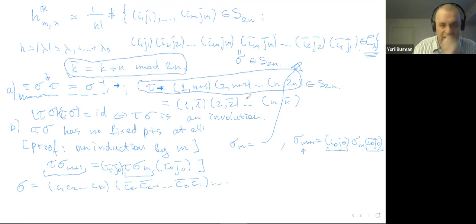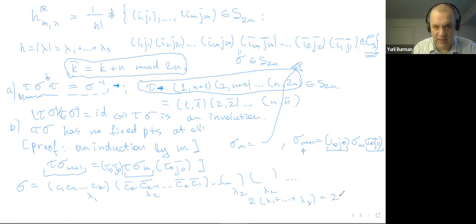Now C lambda is the set of all permutations that have one pair of cycles of length lambda 1, another pair, by pair I mean the pair that are related like that, of length lambda 2, one more pair of length lambda 3, and so on. So the total length of all cycles is 2 times the sum of all lambdas, which is exactly 2n as required.